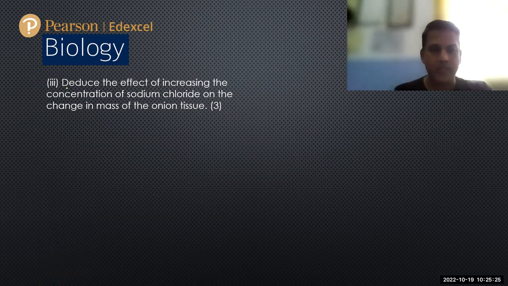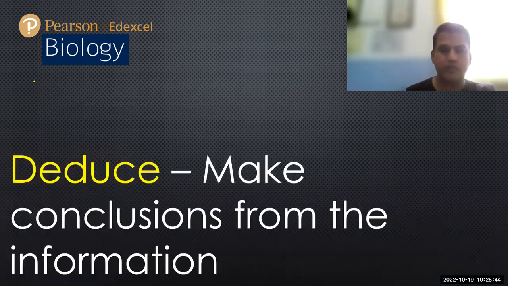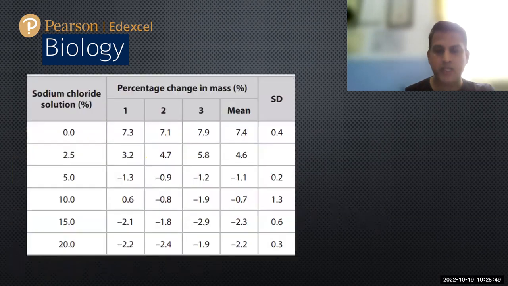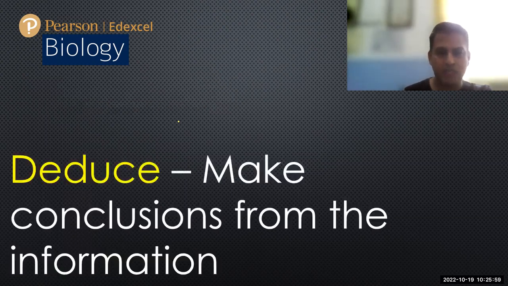The third part of the question is: deduce the effect of increasing the concentration of sodium chloride on the change in mass of the onion tissue. So first of all, we have to check the meaning of the keyword deduce. It means make conclusions from the information. What is the information? These are the information. The question is to deduce the effect of increasing the concentration of sodium chloride on the change in mass.